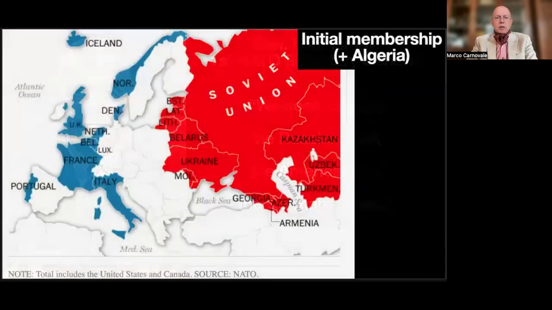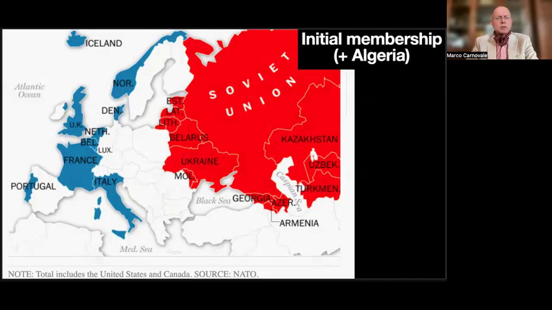This is what NATO looked like, the blue countries on the left here on the western side of this map. Algeria is not blue, but it should be, because the French considered Algeria as part of metropolitan France, and therefore it was also part of the NATO territory that would be collectively defended in case of attack.